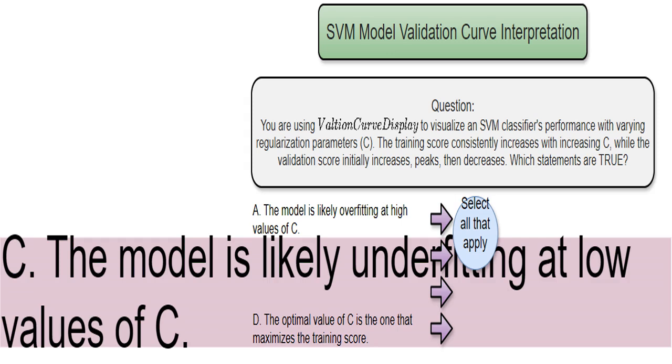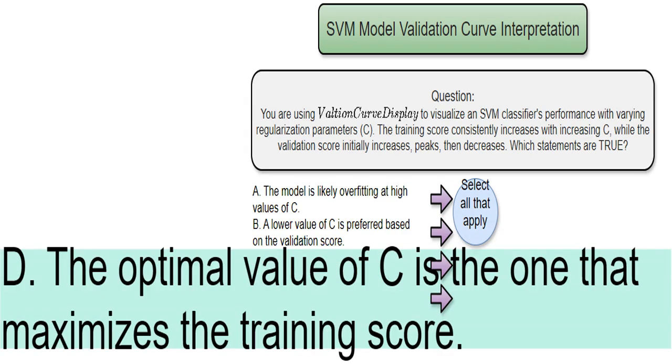A low C value restricts the SVM's ability to learn complex relationships. This is important to note. Let's examine whether underfitting is always a certainty at low C values or if the context of the validation score might alter this conclusion. This explores whether maximizing the training score is the key to finding the best C.